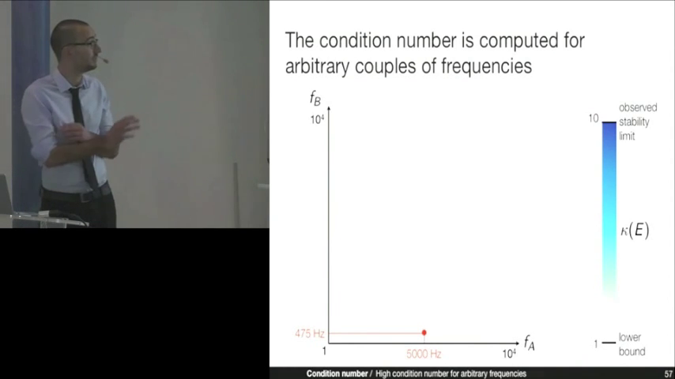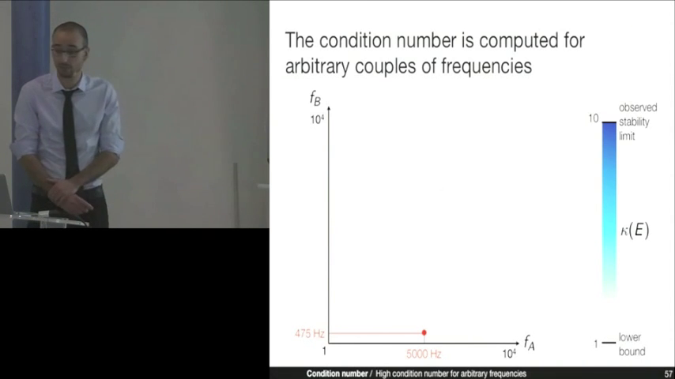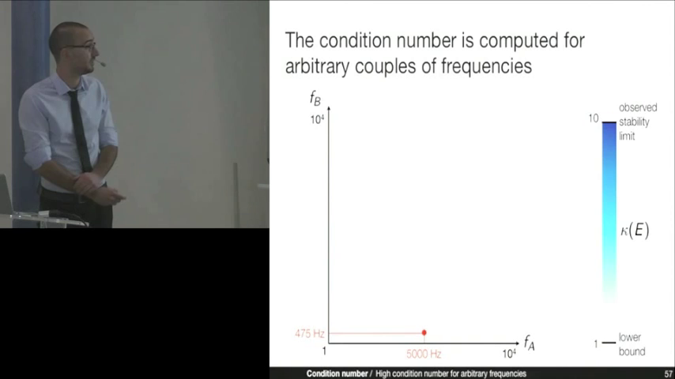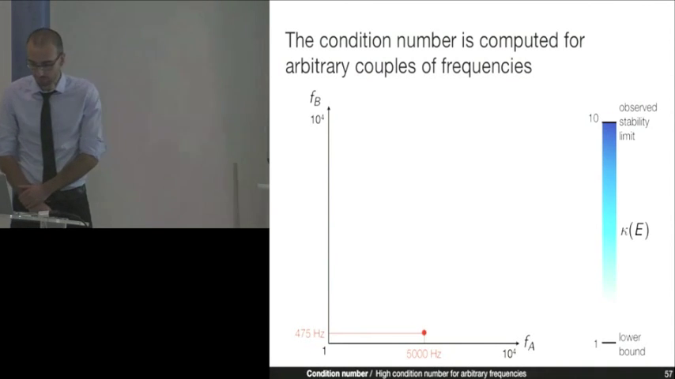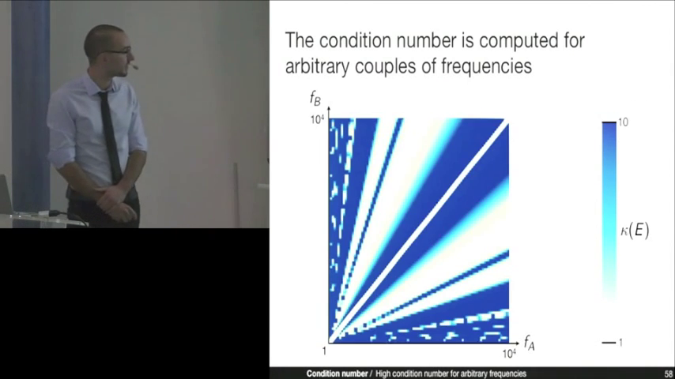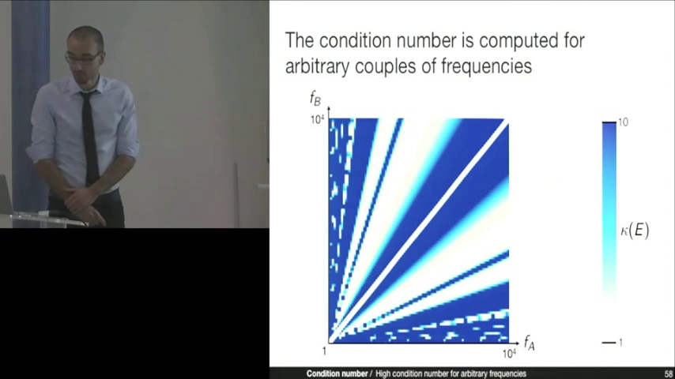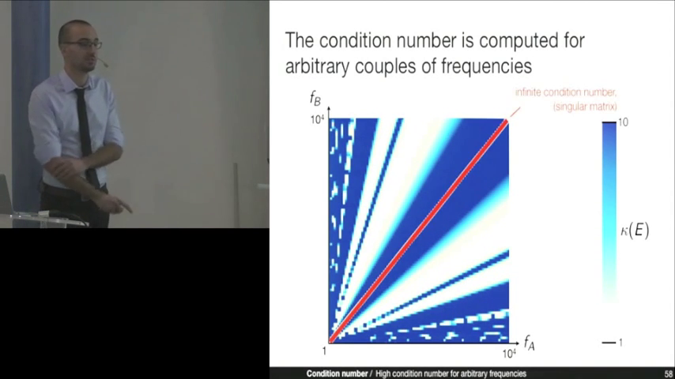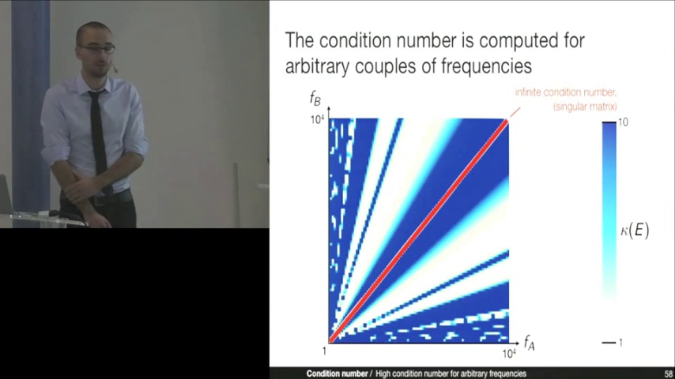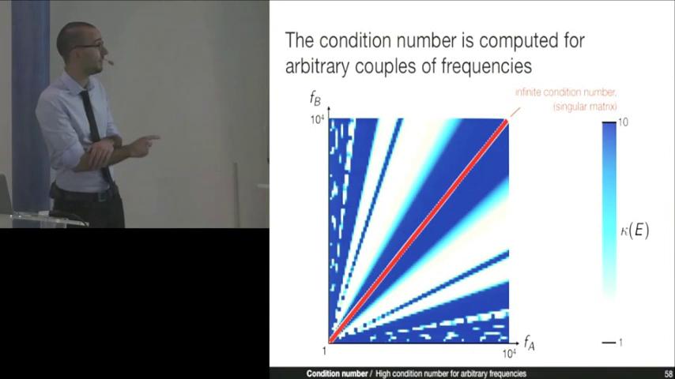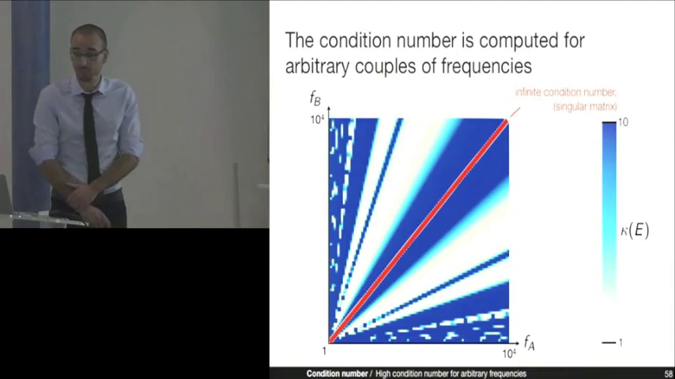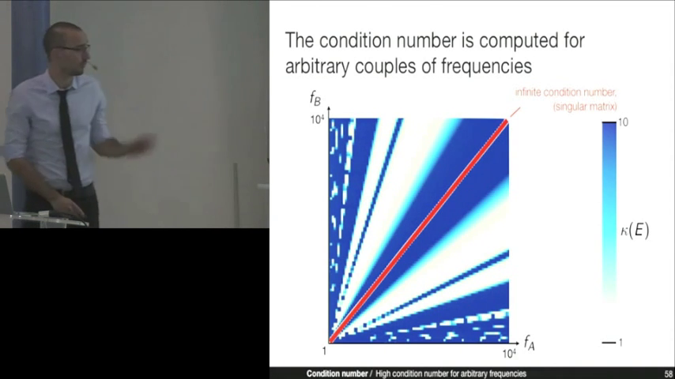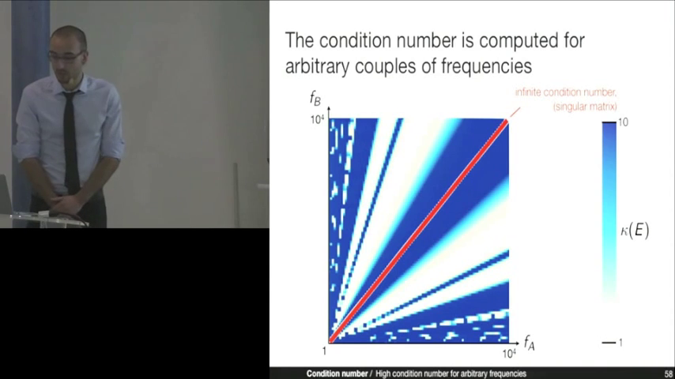But do not take this figure as it is, because it can be any condition number that yields to an instability. So these are the results that we get. We can see first that there is a red line in the middle. This is the infinite condition number line. In fact, if you have FA equal FB, you get a singular matrix. So the condition number is infinite, so we won't look at this line.